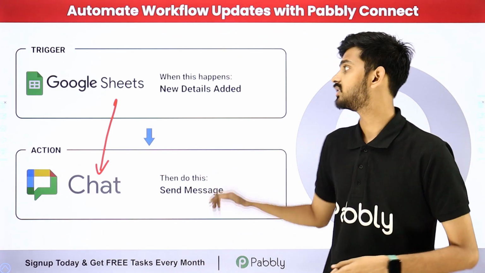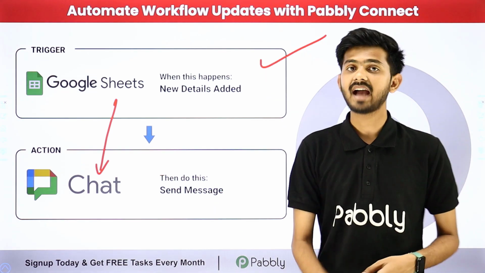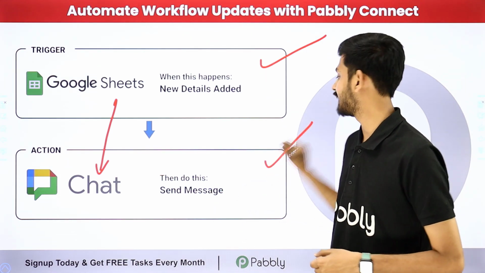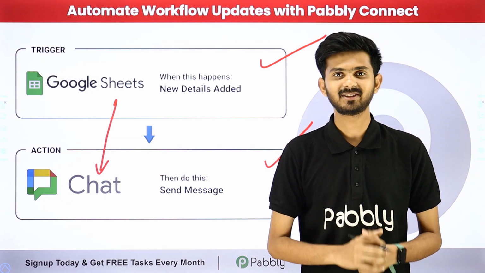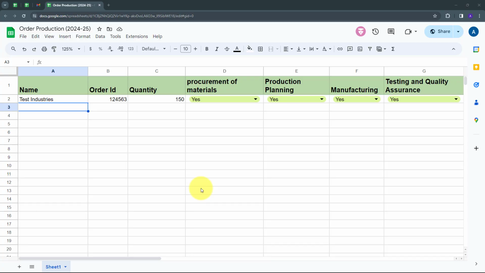In trigger application, I'm going to use Google Sheets. In action application, I'm going to use Google Chat. So how I'm going to build this connection? For that, let me take you to my computer screen. I hope you can all see my computer screen, and today we are going to see how we can improve workflow management and how we can automate workflow updates with Pabbly Connect.